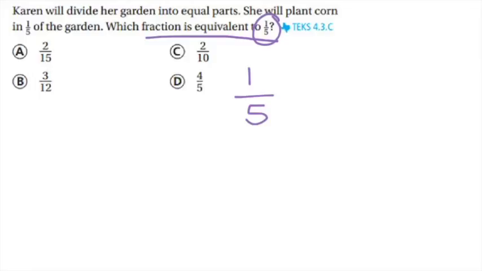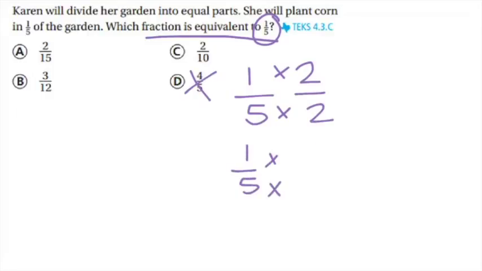Okay? So I'm looking in the problem answer choices, and I have 15ths, 10ths, 12ths, and 5ths as my denominator. I can already rule out 4/5 because 4/5 is greater than 1/5. Now, I'm thinking about the other answer choices. I have 15ths and 10ths and 12ths. So I'm going to multiply my numerator and denominator by 2 over 2. And then I'm going to take 1/5 and I'm going to also multiply it by 3 over 3.